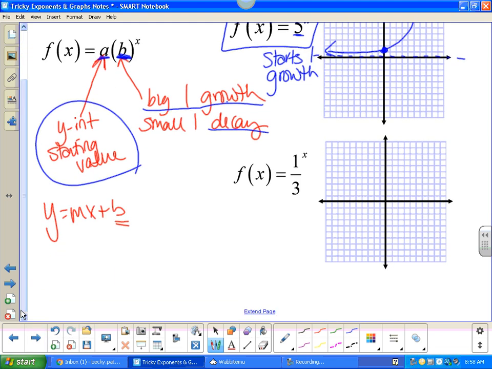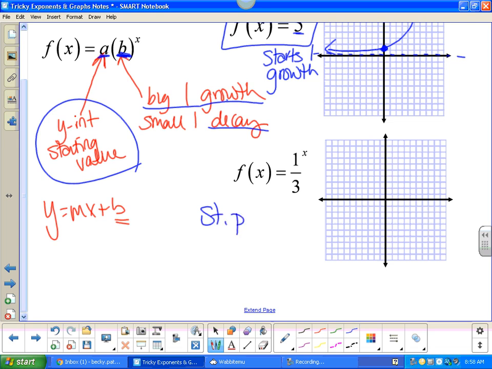Okay, so let's look at this next one. My starting point is a 1 because my A is a 1. I am decay because my B is a 1/3, and that's smaller than 1. So my y-intercept is a 1. The asymptote is 1 below it. Decay starts tall, and then it just really drops out, hits that point, and then levels off.